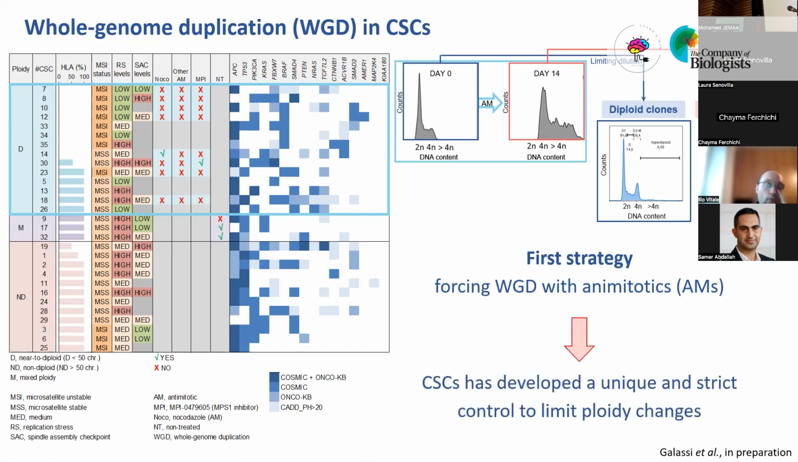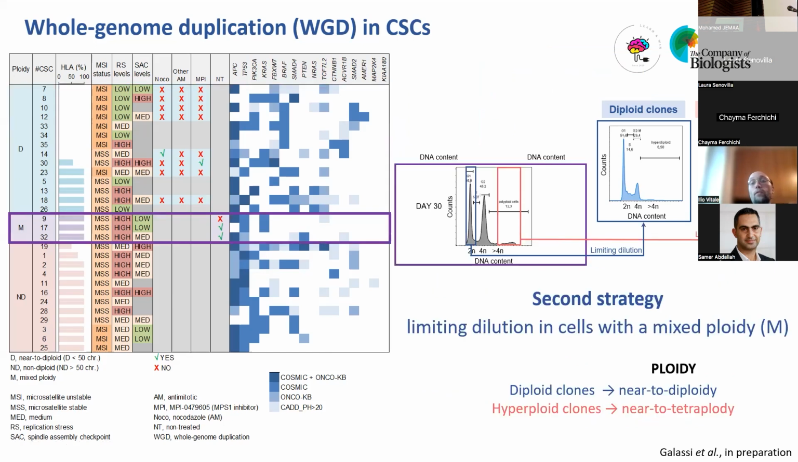We had several difficulties in the optimization of this strategy. We succeeded in just 2 out of many multiple assays, months and months of effort, but this also helped prompt us to hypothesize that cancer stem cells have a unique control of ploidy that limits ploidy change, which we are studying. The second strategy is very simple.